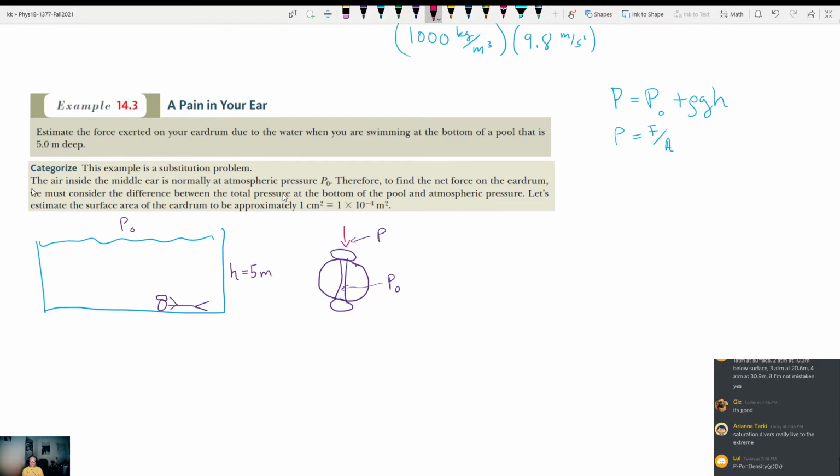Now, let's keep reading. The air inside the middle ear is normally at atmospheric pressure, P naught. Therefore, to find the net force on the eardrum, we must consider the difference between the total pressure at the bottom of the pool and atmospheric pressure. Let's estimate that the surface area of the eardrum to be approximately 1 cm². So there's our area. The area is going to be 1 cm², which is also 1 × 10⁻⁴ meters squared.